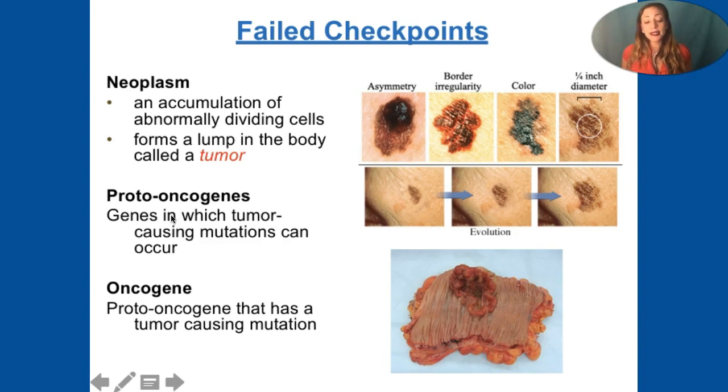Okay, so proto-oncogenes. These are basically genes where tumor-causing mutations can occur. That's what they're called, proto-oncogenes. But an oncogene is actually a proto-oncogene that has that tumor-causing mutation. It actually already has that mutation occur on it.